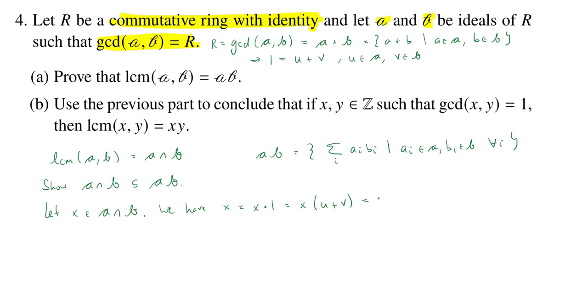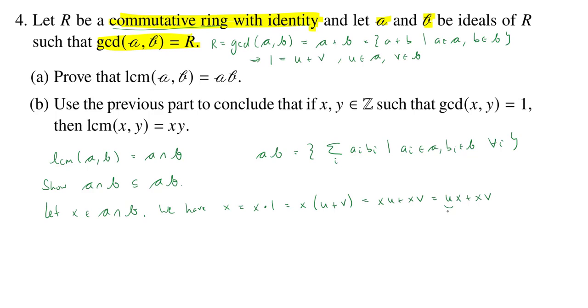And so this will, by distributivity, equal XU plus XV. And now I'm going to make a small change to the ordering, and you'll see in a minute why I want to do that. I'm going to write this as UX plus XV. All right, and because I'm in a commutative ring, that's okay. I can do that. Now, what do we know about U?